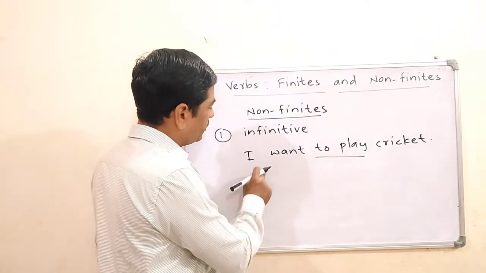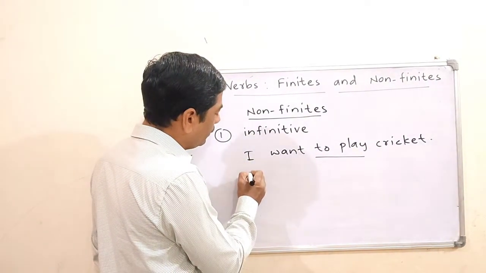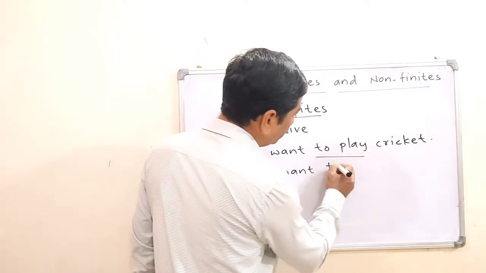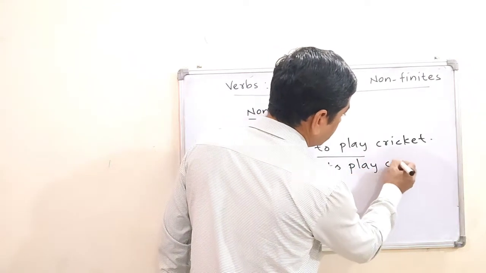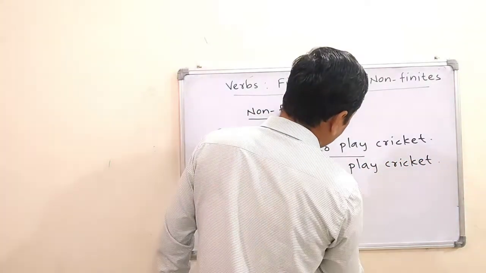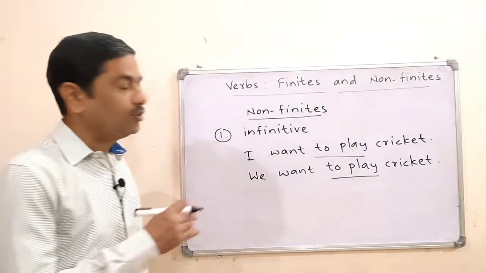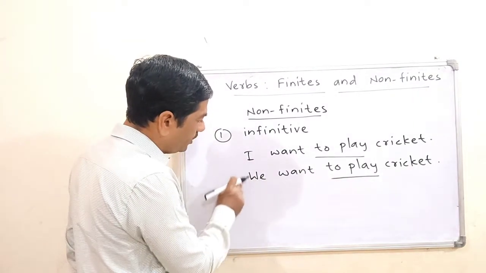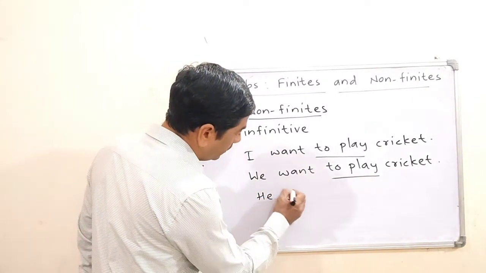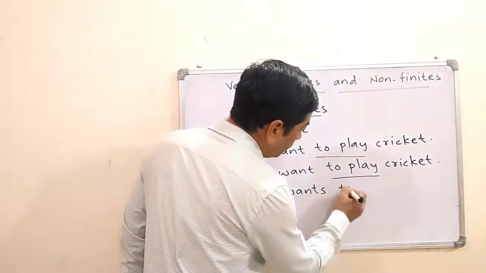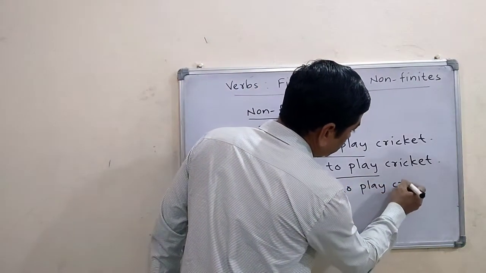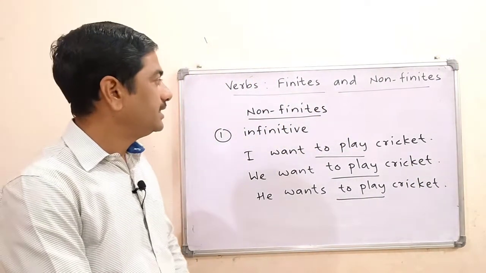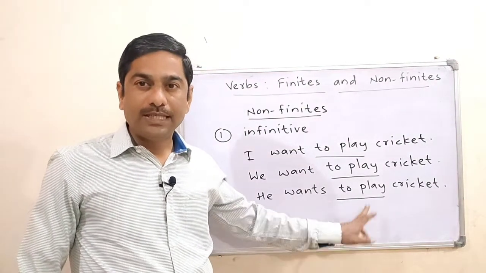So you change the subject. In place of I, you take we. We is plural. We want to play cricket. There is no change in the form of to play. That's why to play is infinitive. Now in place of we, take he. He wants to play cricket. There is no change in to play. That's why it is a non-finite verb and the subtype is infinitive with to.